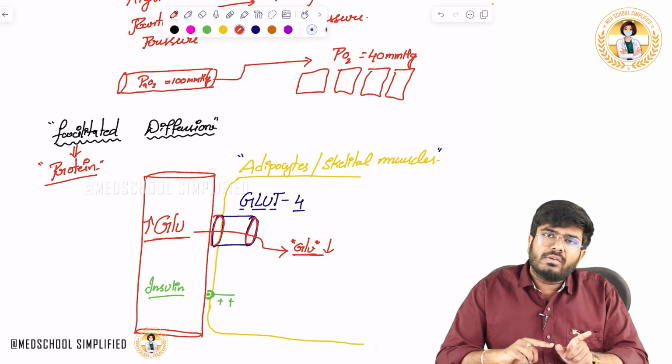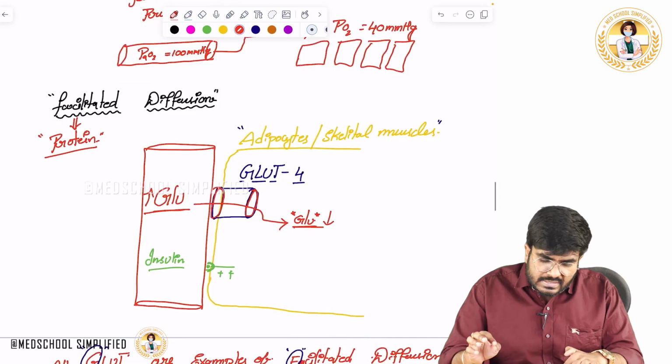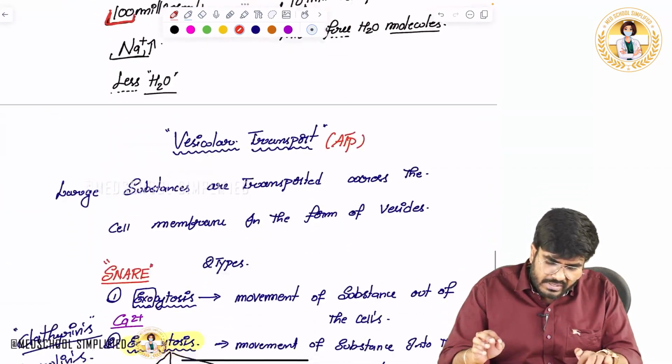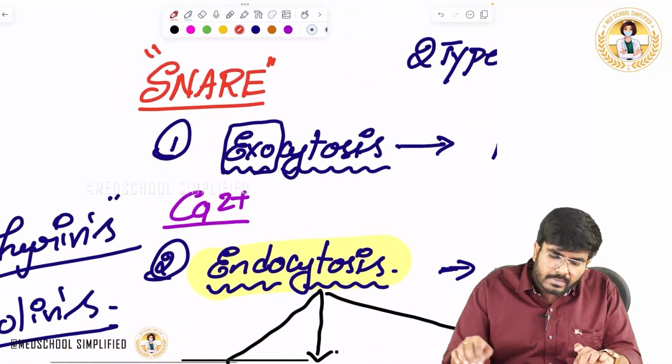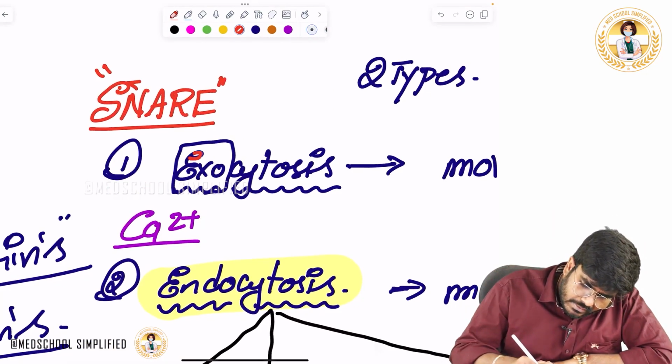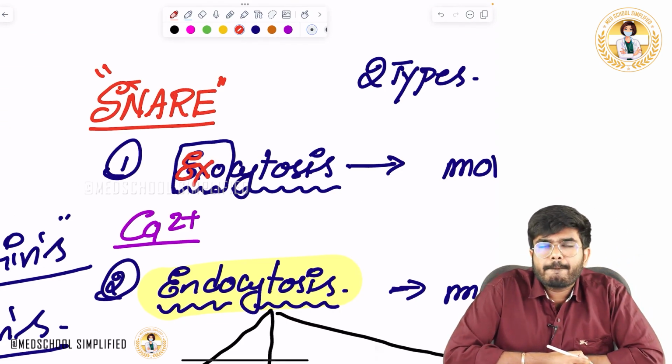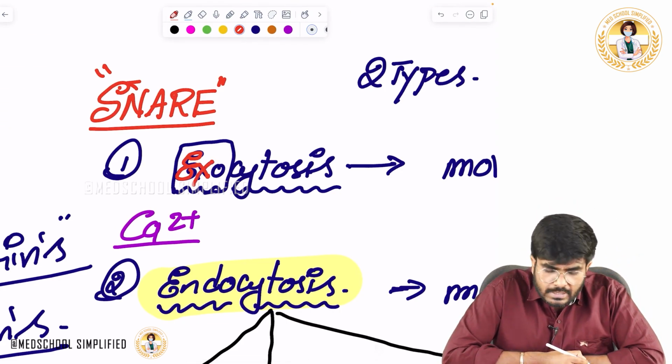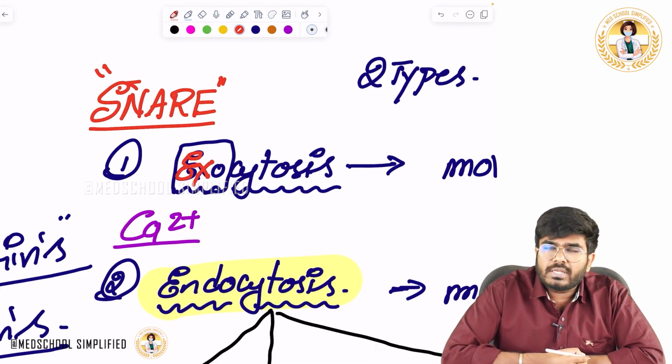SNARE proteins are involved in exocytosis. SNARE sounds like snake. So who is the snake, sir? Your ex. Your ex is the snake. That's why she is an ex, right? So remember, SNARE proteins, exocytosis.